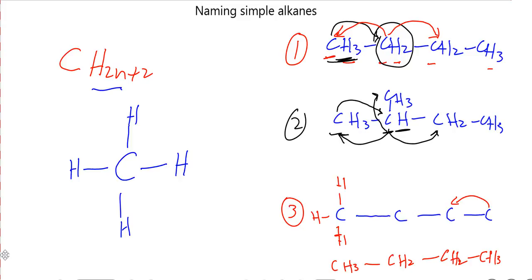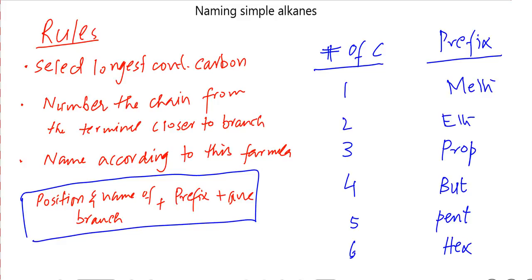Now we will go towards naming, and we'll see some rules. Alright, so the rules are very simple. Whenever you are given any long chain of alkanes, the first thing you need to do is to select the longest continuous carbon chain, and then once you have selected the carbon chain, you have to number them, like from one end of the chain, 1, 2, 3, 4, 5, whatever is the number of carbons in that chain. Once you have numbered them, then you will name according to this formula.